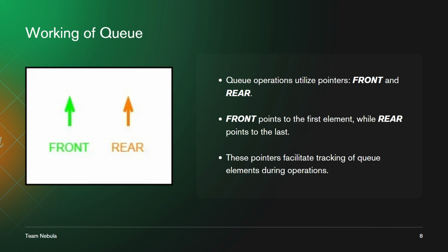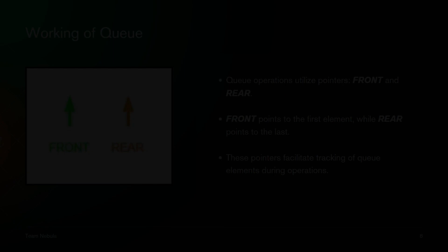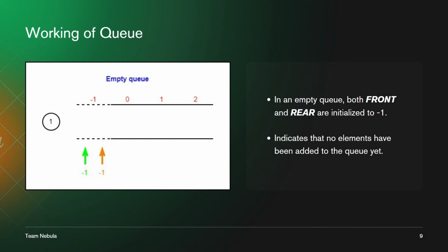Alright, let's dive deeper into how the queue's operations work. We use two special pointers in a queue called front and rear. These pointers help us to keep track of the first and last elements of the queue. When we start with an empty queue, both front and rear are set to -1. It's like saying we haven't added any elements to the queue yet.